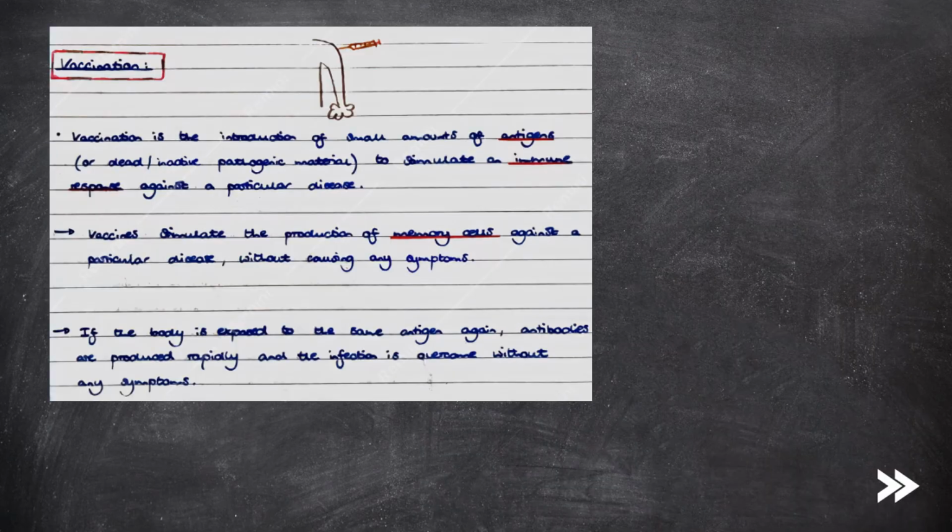Next, we'll have a look at vaccination. Vaccination is the introduction of small amounts of antigens or dead or inactive pathogenic material to stimulate an immune response against a particular disease. Vaccines stimulate the production of memory cells against a particular disease without causing any symptoms. If the body is exposed to the same antigen again, antibodies are produced rapidly and the infection is overcome without any symptoms.